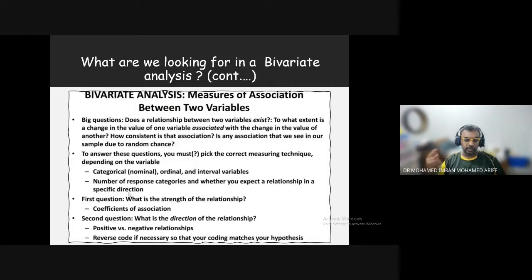Okay, so the next question is, what is the strength of the relationship? What is the coefficient? The coefficient means how strong is the relationship. So ada value di situ. Second question is, what is the direction? Is it a negative or is it a positive or is it no? Okay, and you also can reverse code if necessary so that your coding matches your hypothesis.